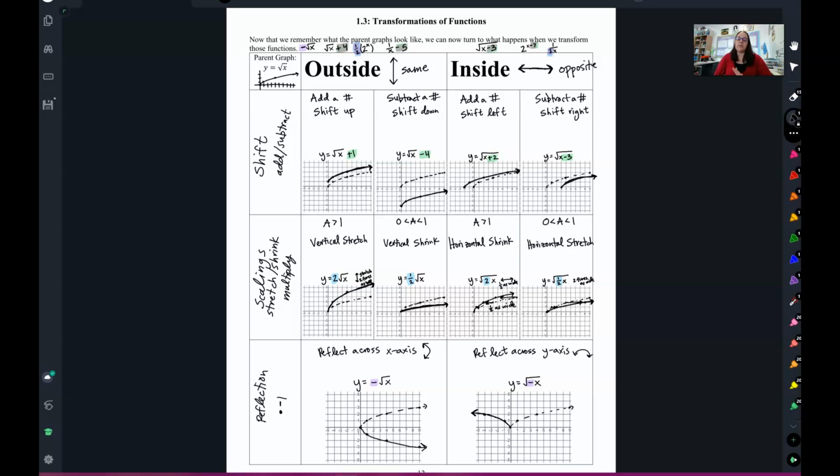Okay, that is all of our different types of transformations. In the next video, we're going to start talking about how to apply those transformations to examples.